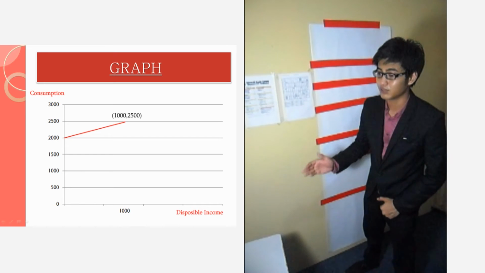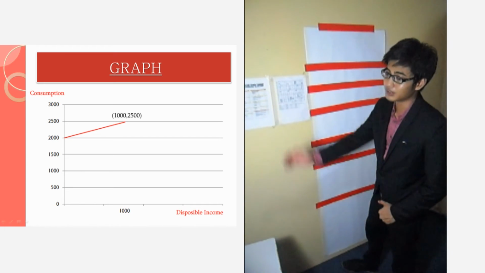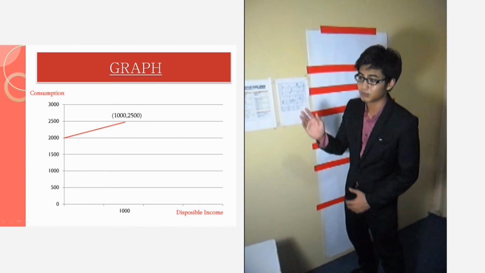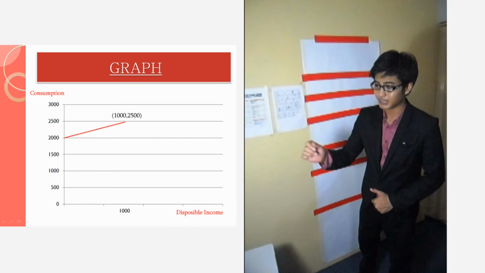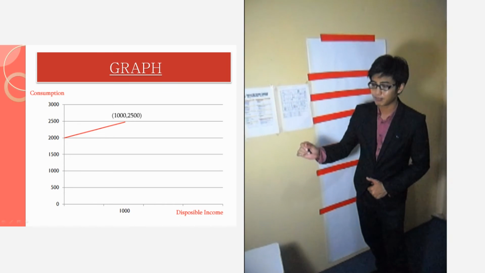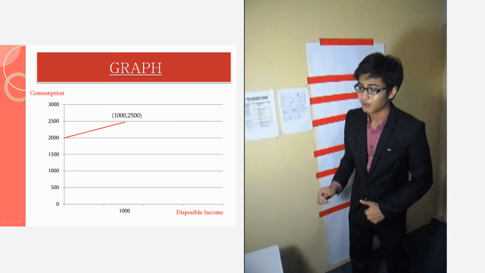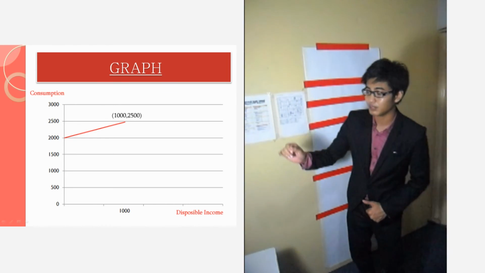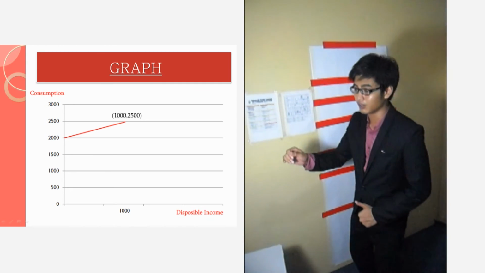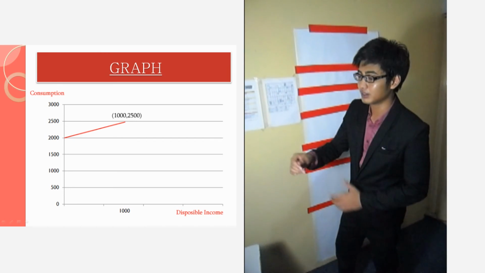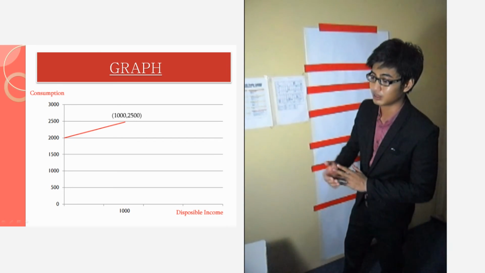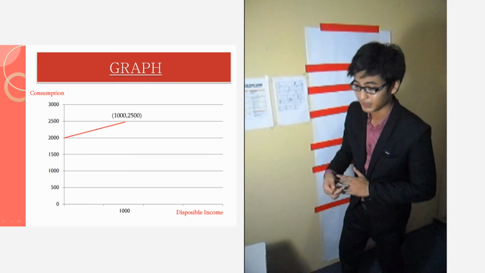According to the equation we had done earlier, this is a graph showing consumer consumption and their disposable income. On the horizontal line, we have disposable income of 1000 ringgit, while on the vertical line, we have a total of 2000 ringgit on consumption. Finally, the graph is upward sloping because the value of consumption is 2500 ringgit.